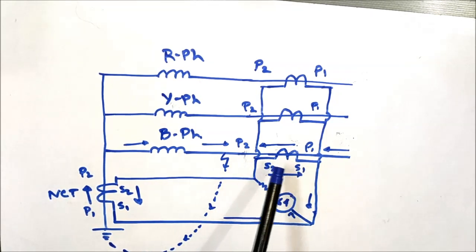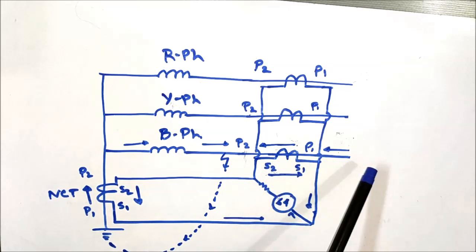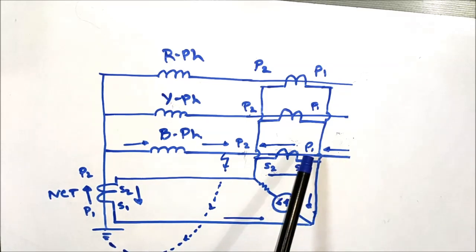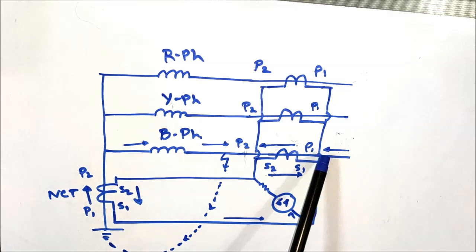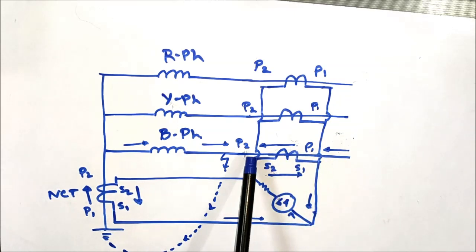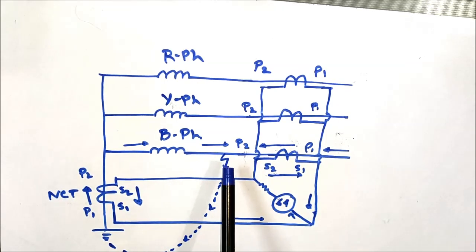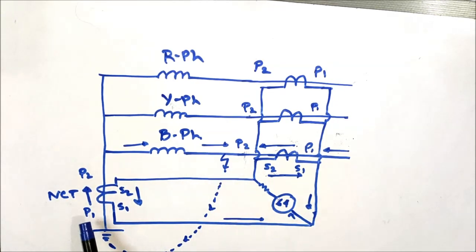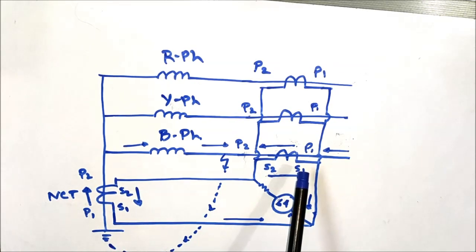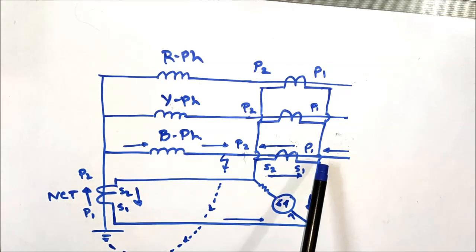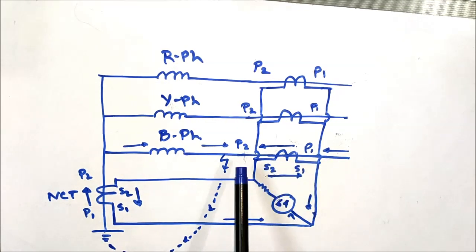And for the phase CTs, for the blue phase, the fault current will be supplied from the 132 kV bus in the direction from P1 to P2 through the blue phase CT, towards the fault point. Here the direction of the current for the NCT is from P1 to P2, and that is why on the secondary side of the NCT the direction of the current is from S2 to S1. For the blue phase CT the direction of the current is now from P1 to P2.